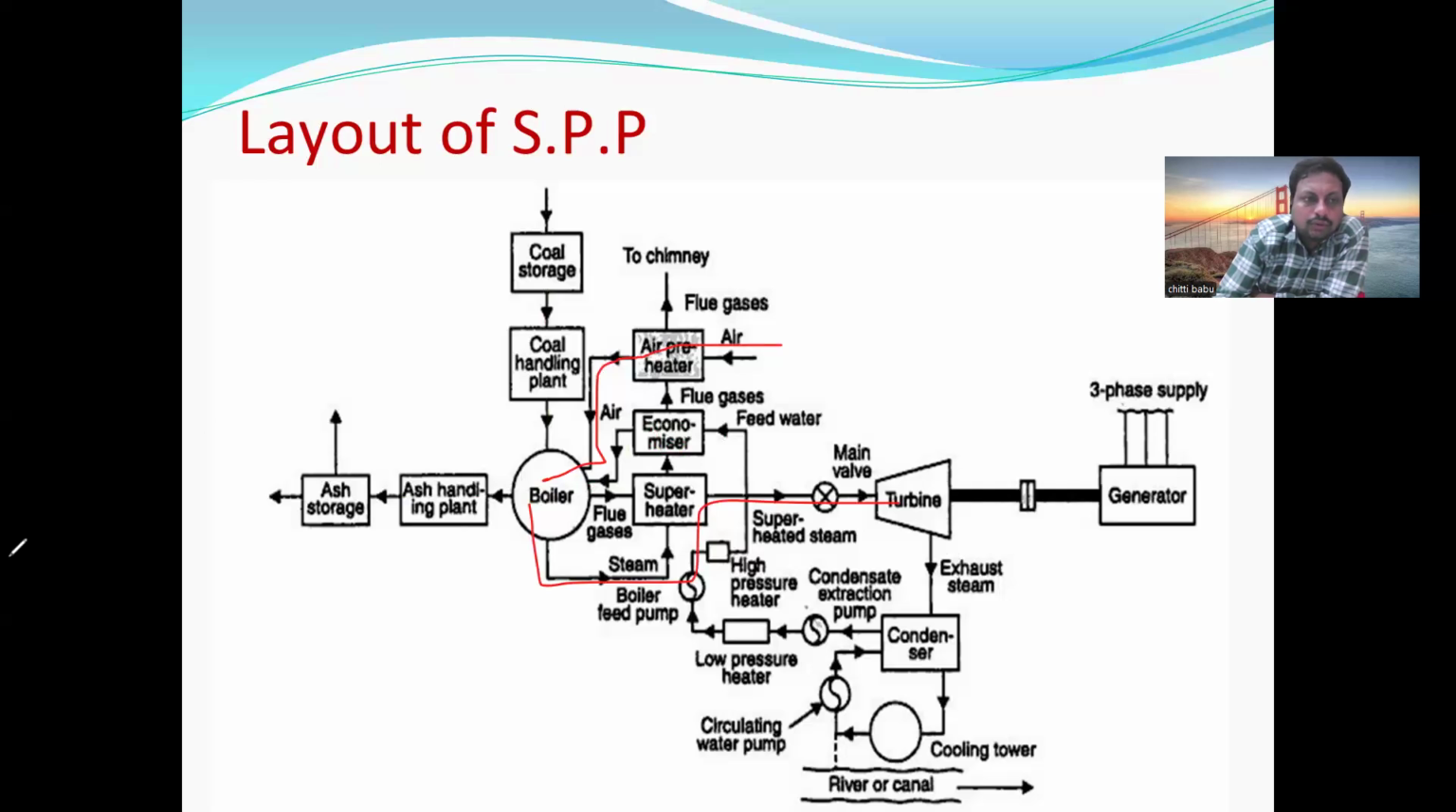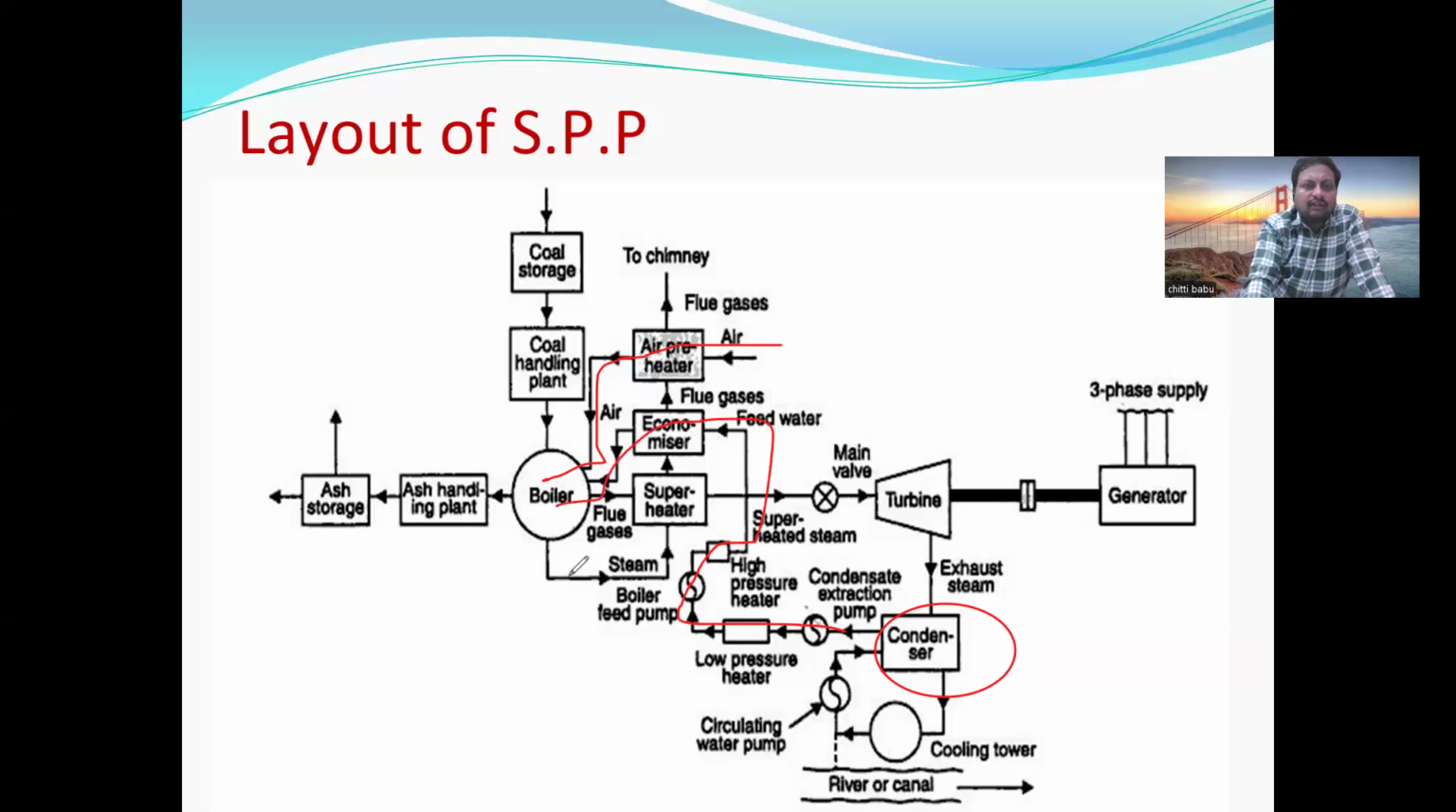From the cooling tower, from the exhaust, we have the condenser, another important component of the steam power plant. Condenser means phase change takes place, so that steam will be converted into liquid. That heat will be given to the cooling tower. Again the water will be fed to the economizer, and from the economizer that water goes to the boiler.